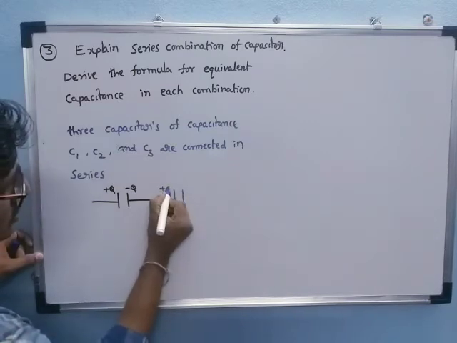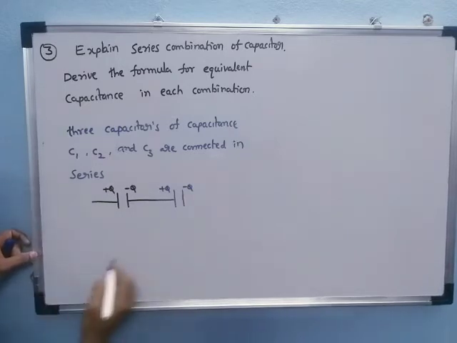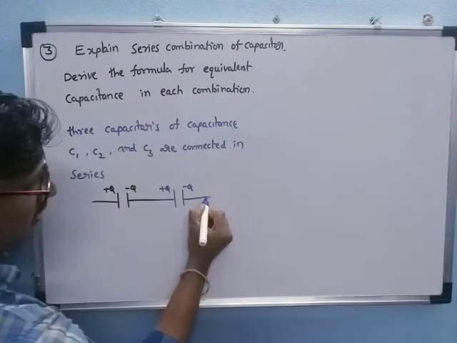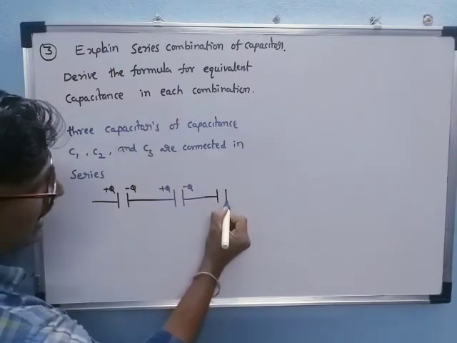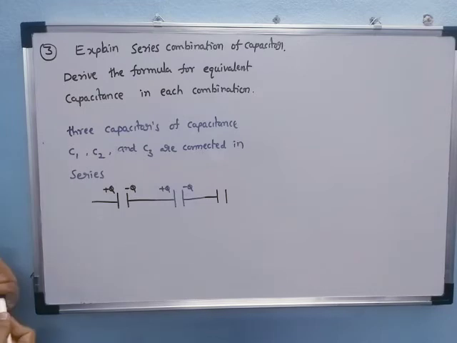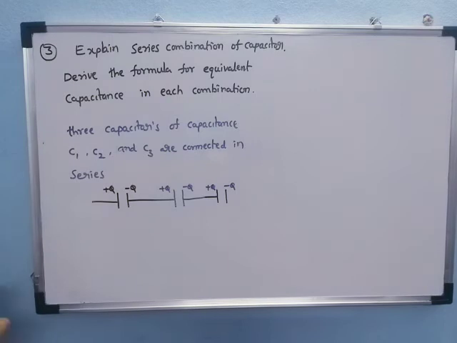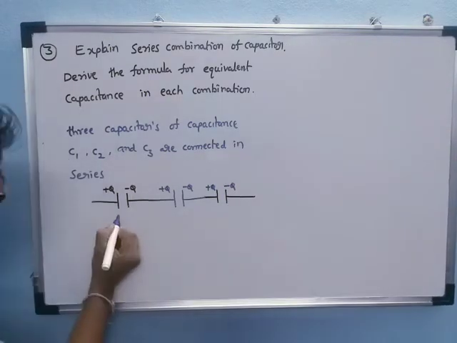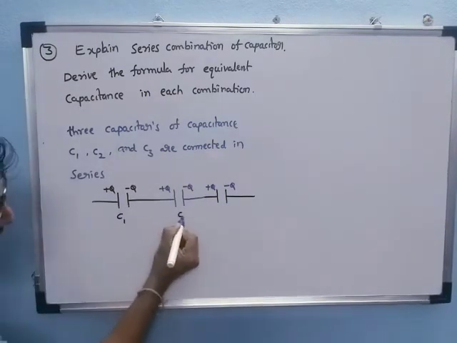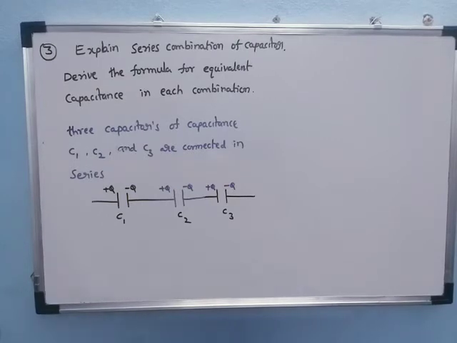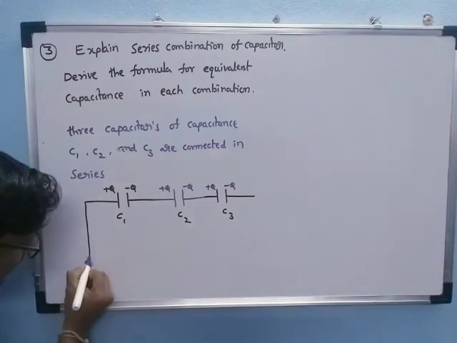This one has the positive charge and this has the negative charge. And next is the third capacitor, which again has two plates, one positive and one negative. The capacitances of these are C1, C2 and C3. Now they are connected across a battery.